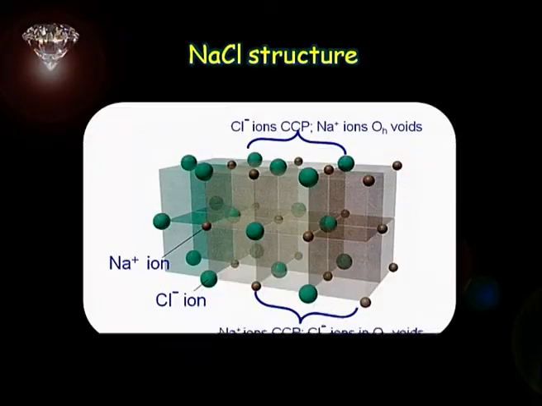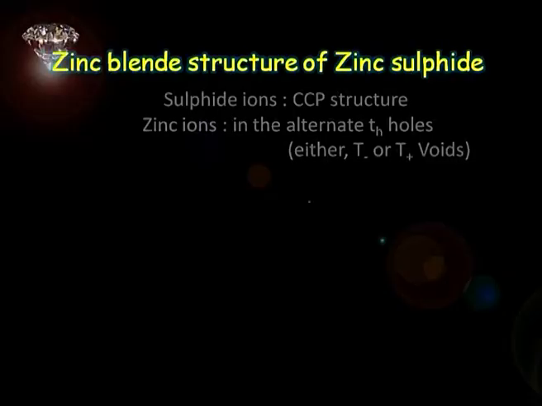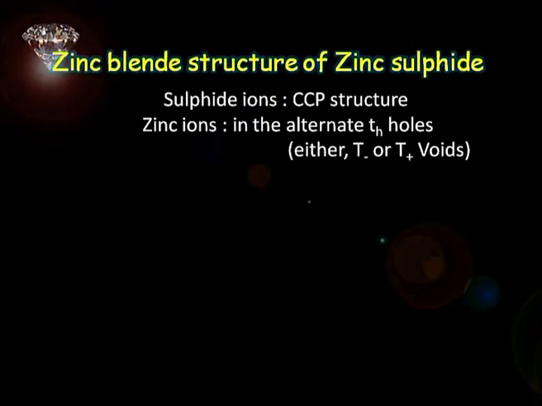Let us move further. This is a different representation of the same structure. Now, let us talk about the zinc blende or zinc sulphide structure, because zinc sulphide exists in 2 forms. One is zinc blende, and the other is wurtzite, which is based on HCP, which we do not want to touch upon. We will continue with zinc blende, which is based on CCP. Again, I need to make only 2 statements. Sulphide ions, the larger ones, form the CCP structure, and zinc ions are in the alternate TH holes, that is, tetrahedral holes or voids. That means in this case either T plus or T minus are occupied.